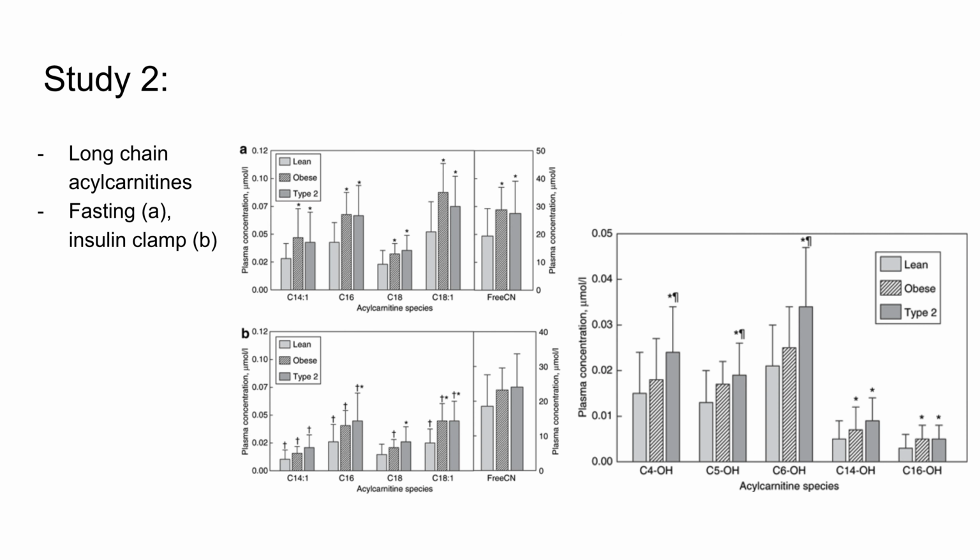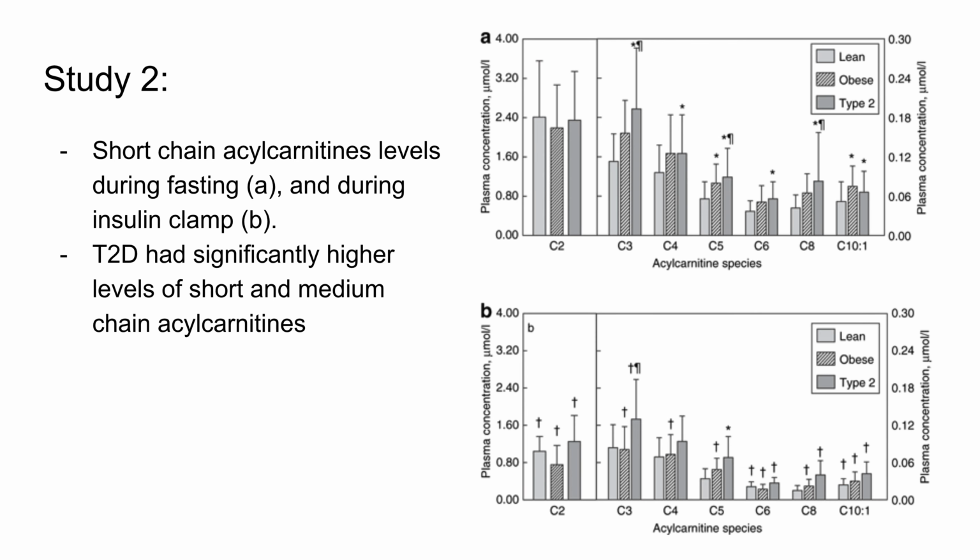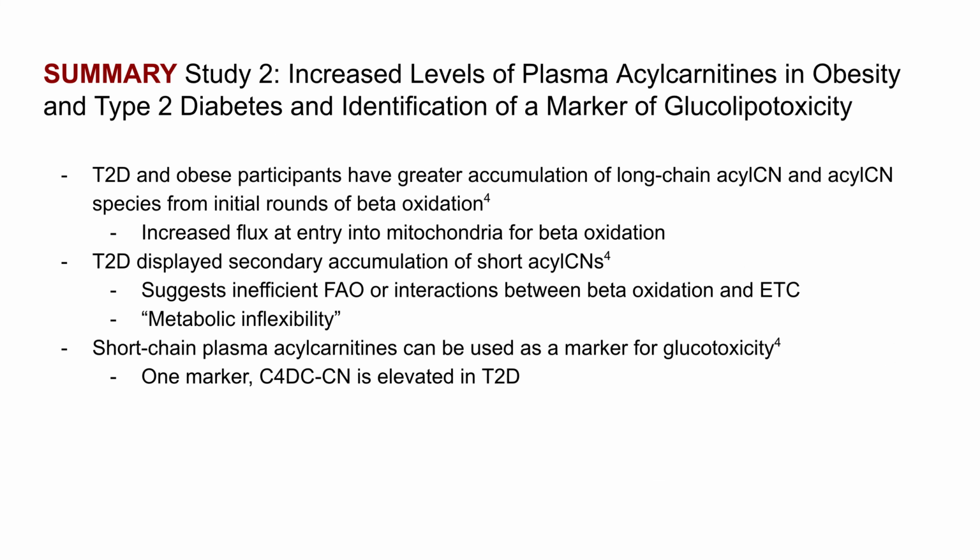In the plasma samples, they measured long-chain acylcarnitine levels, which were all elevated before and after the insulin clamp in obese and diabetic individuals. And similarly, they also measured short-chain acylcarnitine levels before and after the insulin clamp. And they showed that diabetic individuals actually had way higher levels of short-chain and medium-chain acylcarnitines. So what does this mean? Well, in simple terms, this research discusses how subtle changes in lipid metabolism occur in obesity and type 2 diabetes.